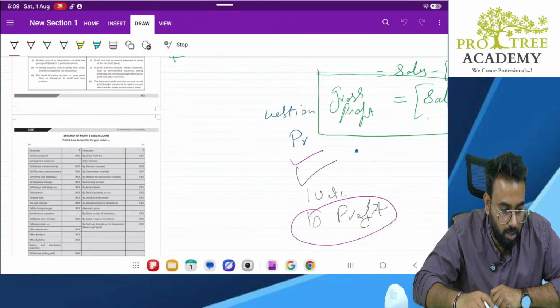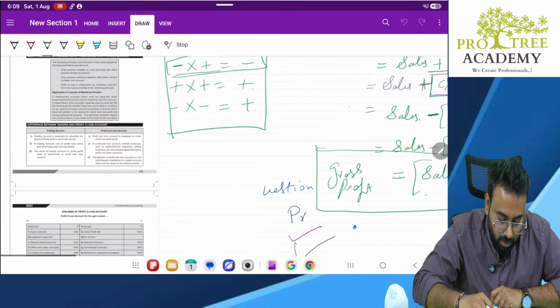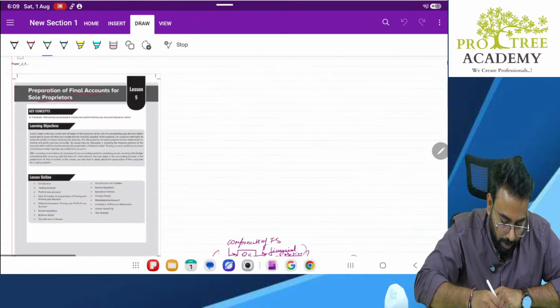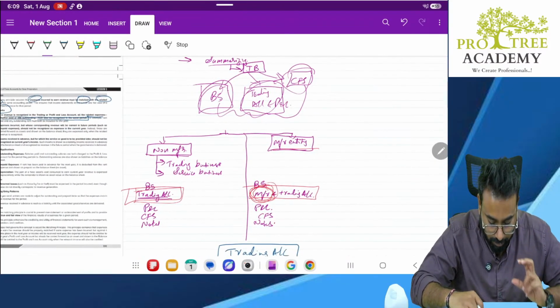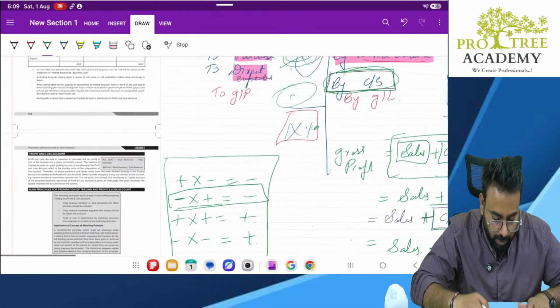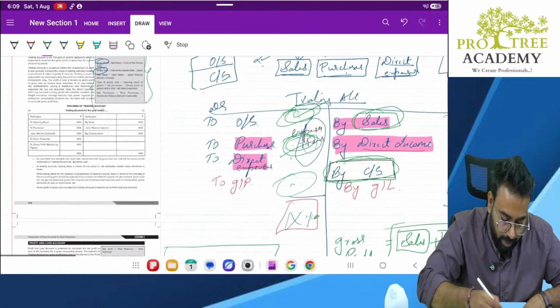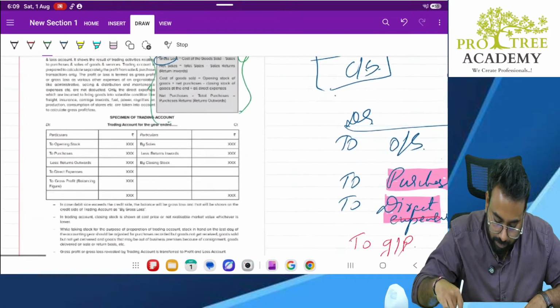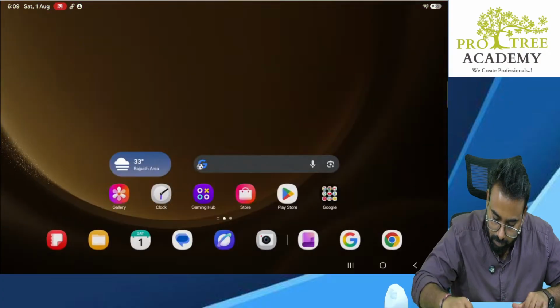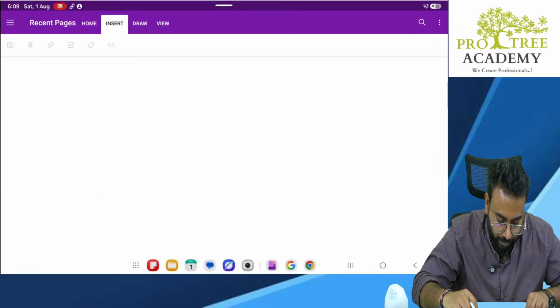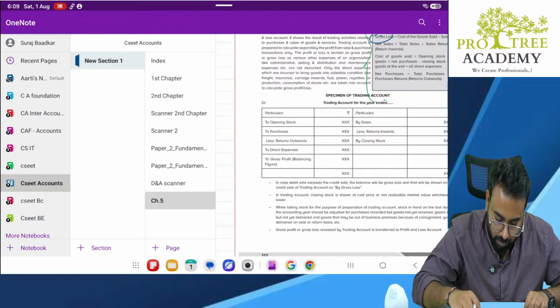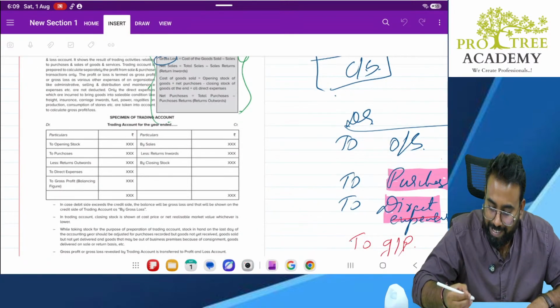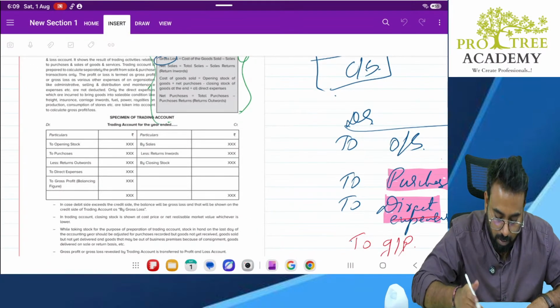In the last class, we started with this new chapter, that is preparation of final accounts for sole proprietors. We understood the trading account and P&L account, and what are all the things that will come under the trading account and P&L account. I'll just quickly go through the book, the format as well.